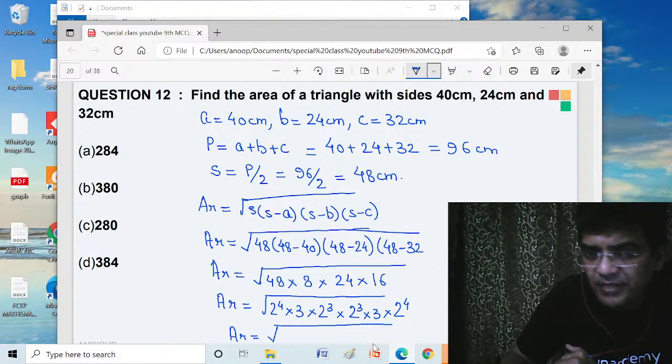Now 2 raised to power of 7. So let's see what it will give us. 2 raised to power of 5 is 32, then 2 raised to power of 6 is 64, and then 2 raised to power of 7 is 128, into 3. So let's multiply with 3. 3 8s are 24, carry over 2. 3 2s are 6, 7, 8. 3 1s are 3. So area will be 384 square centimeter. So this will be the answer, 384 square centimeter.